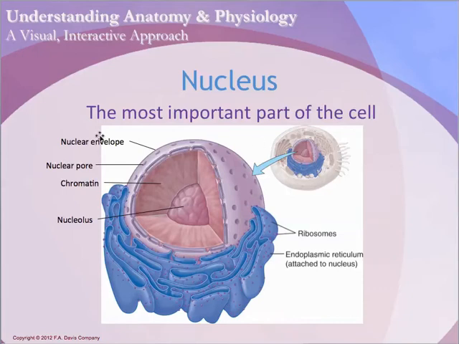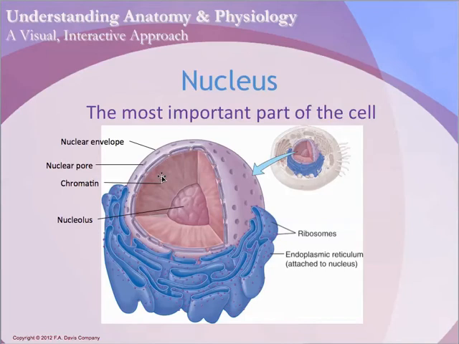So we have a nuclear envelope here. It's really a double layer membrane. You can kind of see that depicted here. And it regulates the passage of materials, mostly RNA and DNA, outside of the nucleus. So it's important that we have this double layer and we have these pores.